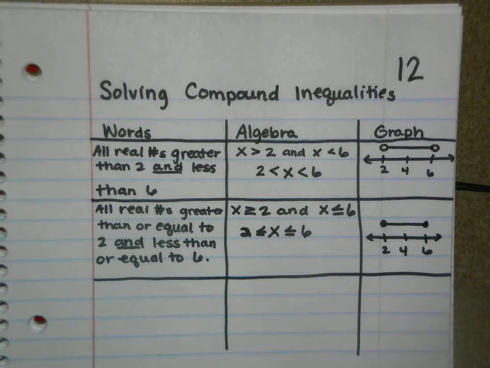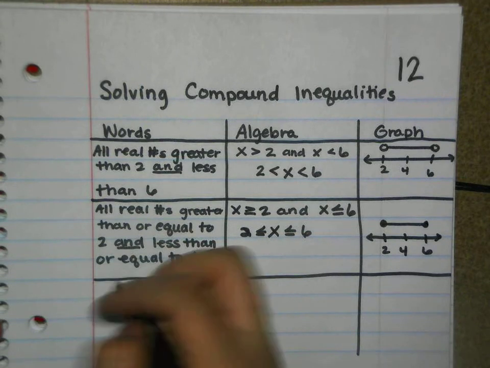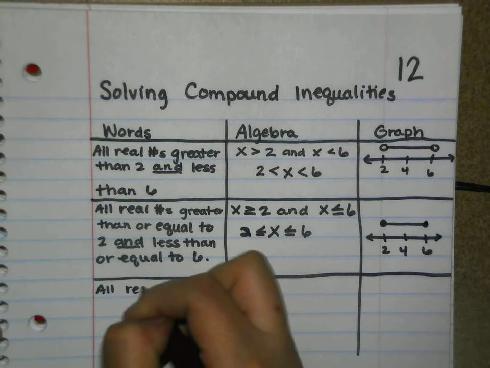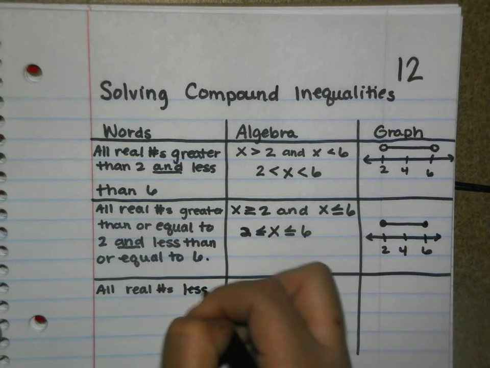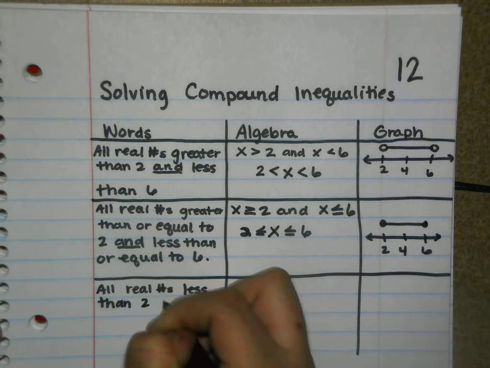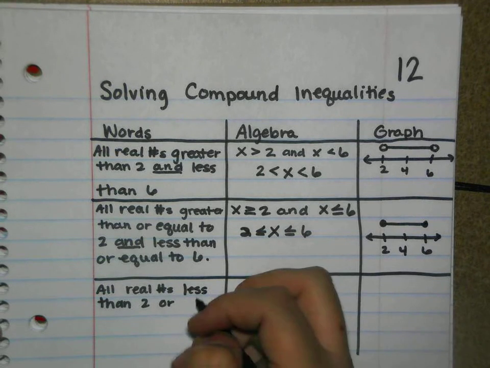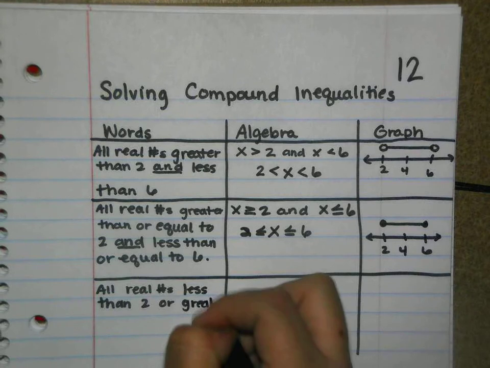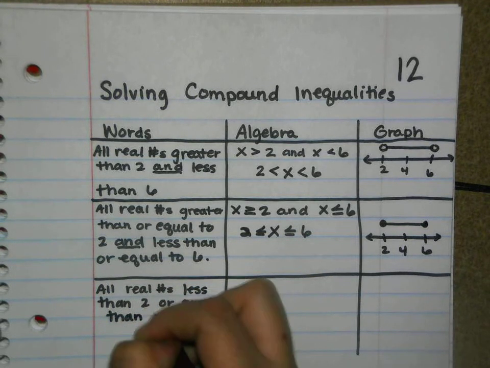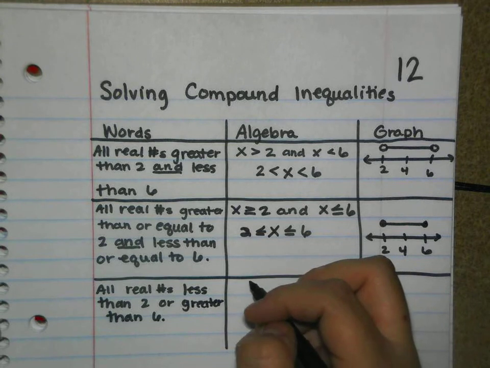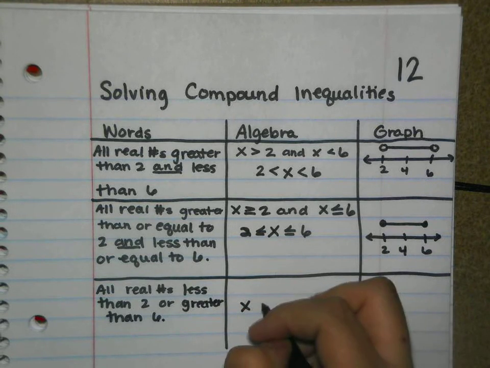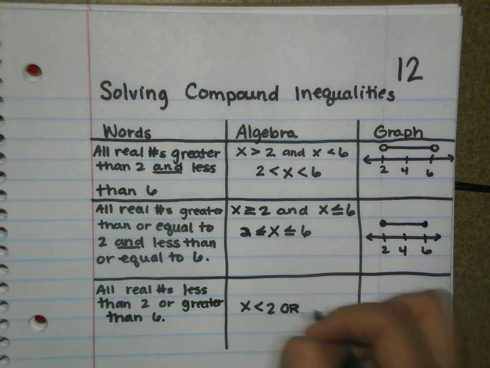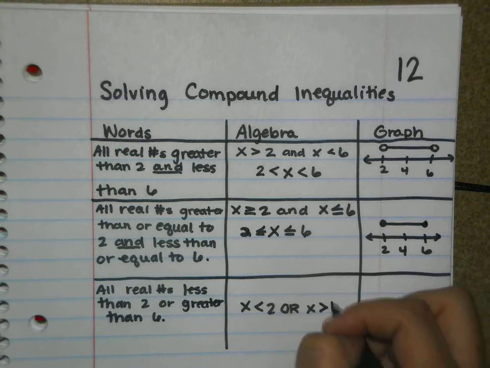Okay. The fourth case will say all real numbers less than 2 or greater than 6. So we'll say all real numbers less than 2 or greater than 6. So separately, those are actually not going to be compound because there's going to be a space in between. So this is going to look like x is less than 2 or x is greater than 6.